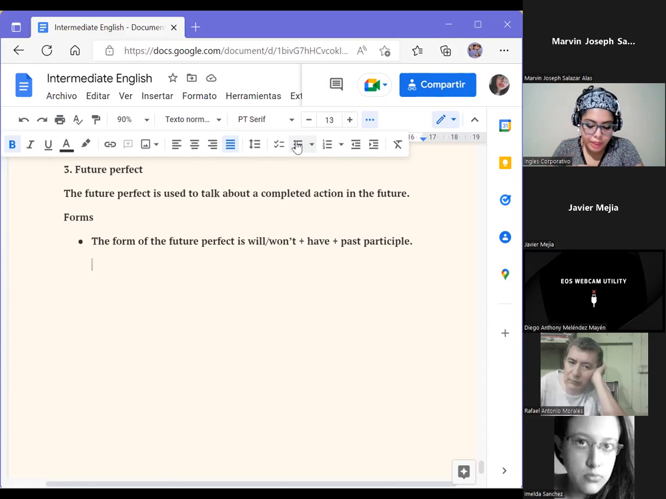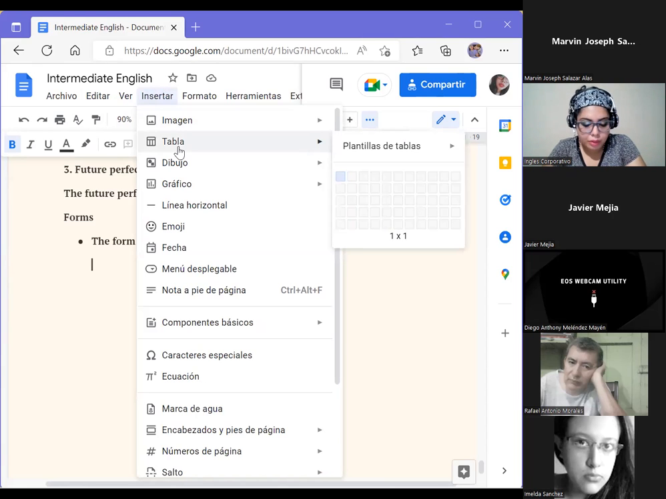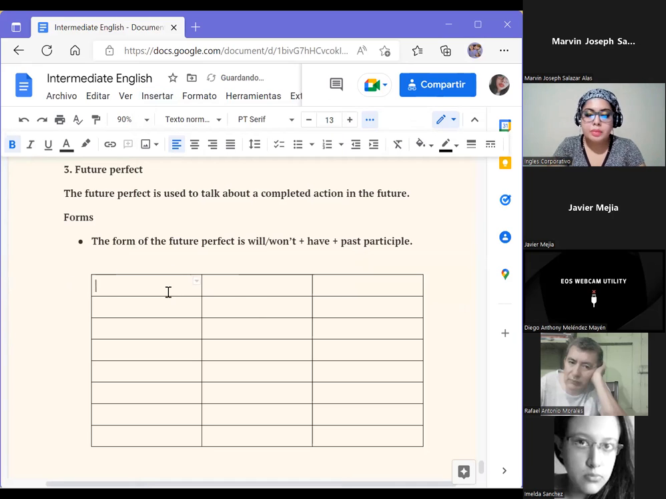So we have the example for this structure about the future perfect, in which we are going to use will or won't plus have plus the past participle. So in this case, we are going to use the verb finish, that is a regular one, and we are going to write the endings with the ed. So we are going to write the examples for all the subjects that we have in English. So we have here the positive, we have negative, and we have question.